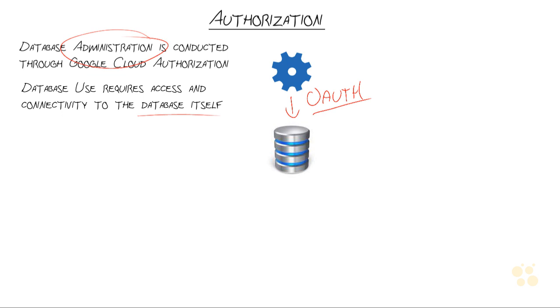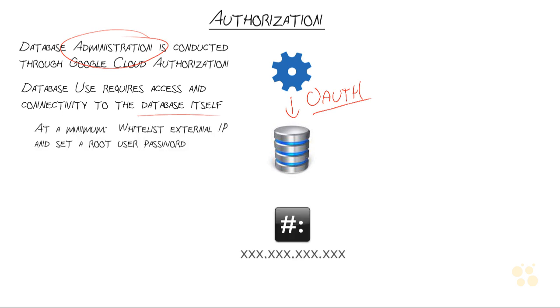use to connect. So at a bare minimum, what you need to do is whitelist a single external IP address and set a root user password. By default, there's no root user password set, which means there's no user that can access your database. You have to log in as an administrator and set the root user password, and then you can whitelist your IP addresses and people can externally access the database.